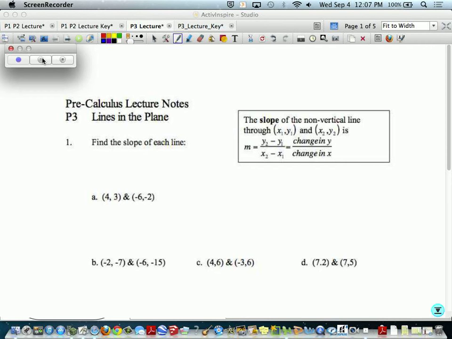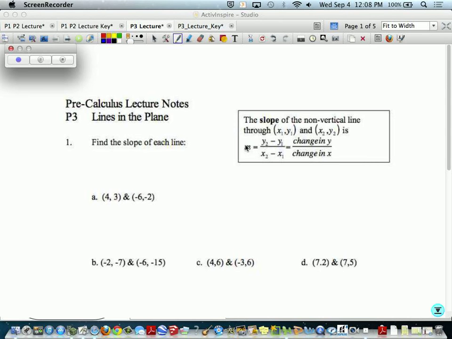P3, we get into lines. So think back to Algebra 2. We talked about all kinds of different ways to write a linear and how you solve linears and work with them. One of the first things about a linear equation, the line, is that it has a constant slope, right? It's straight. And when you talk about slope, there's a formula over there for slope.